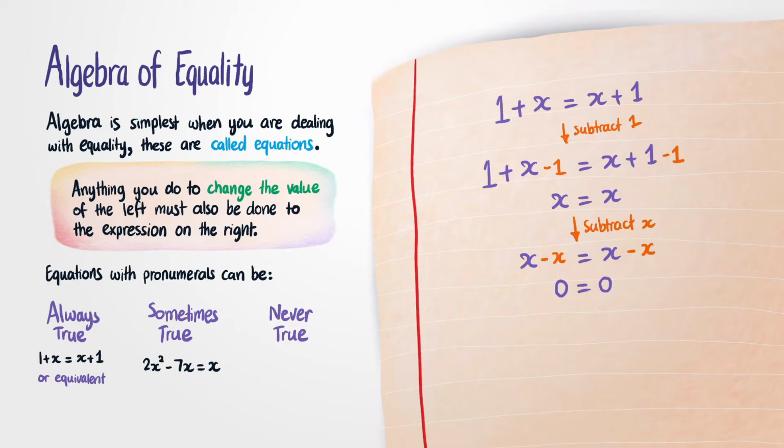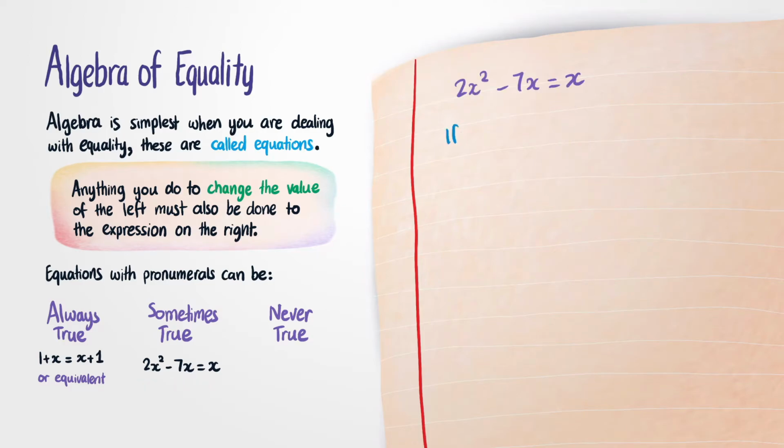Now some expressions, like 2x squared minus 7x equals x, are only going to be true for some specific values of x. Most values you choose will just not work. Just to show this to you, let's pick some random values. For example, if we choose x to be equal to 1, then we can immediately see that 2 times 1 squared minus 7 times 1 is not going to be the same thing as 1, because 2 times 1 squared is 2, minus 7 is minus 5. And we can very clearly see that minus 5 is not the same thing as 1. So that means this expression is false when x is equal to 1.